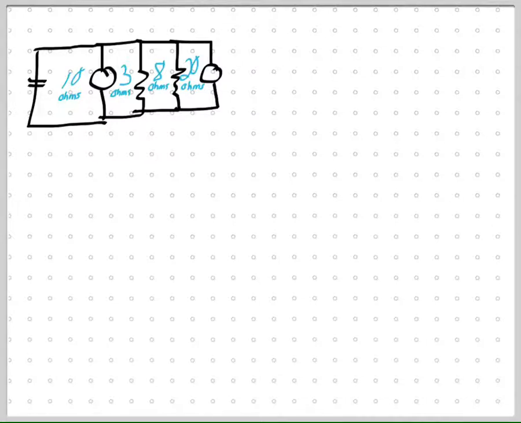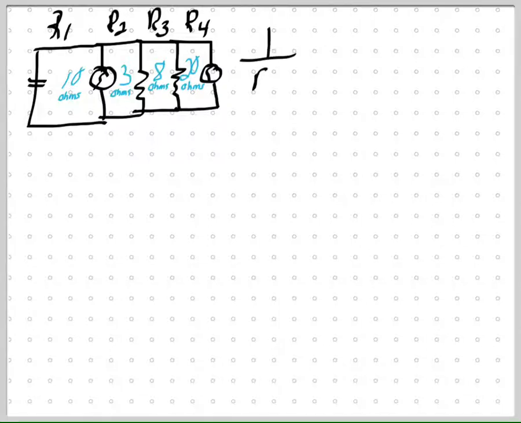Here's my new parallel circuit. So here we go. I have R1, here's R2, here's R3, and here is R4. That means I got 4 different resistors. Yes, the lights count as resistors because remember, they're using electricity. So how would I do that?